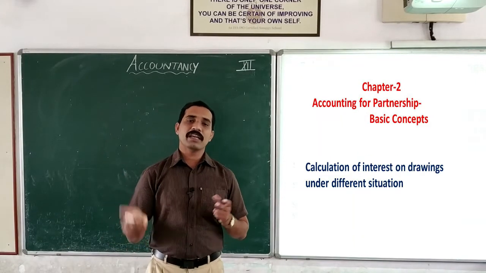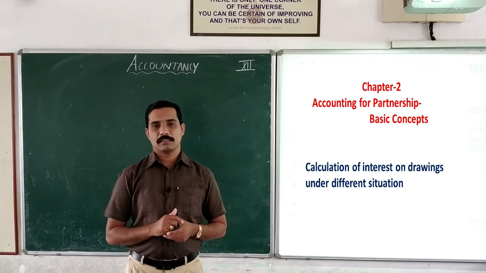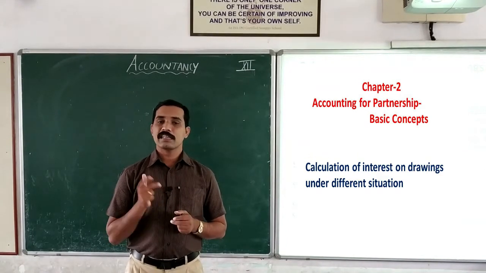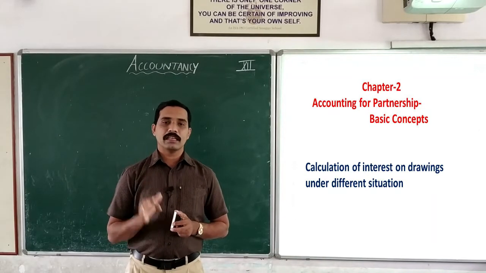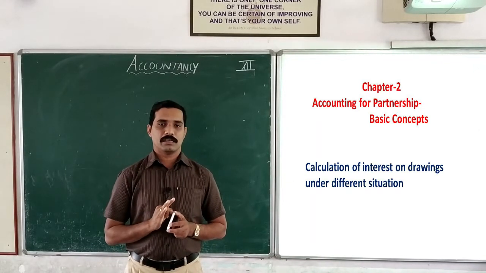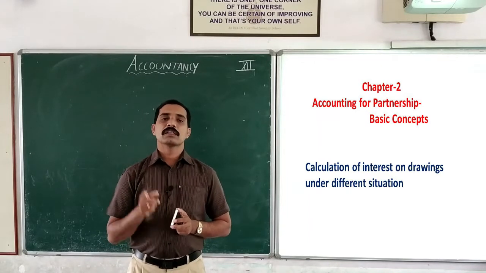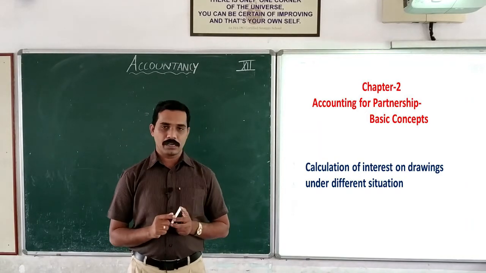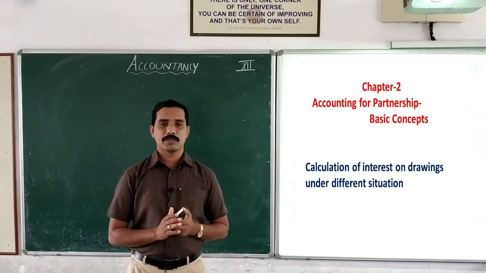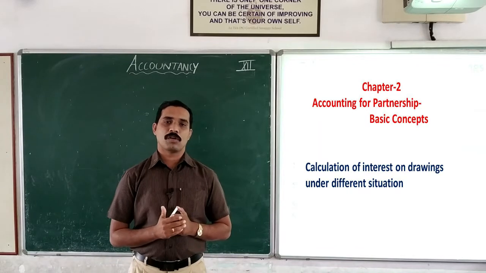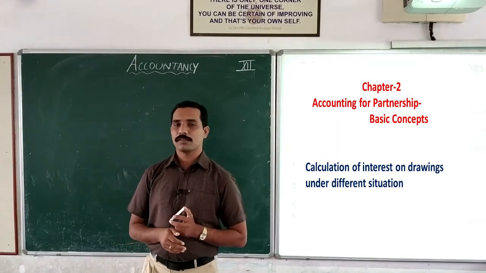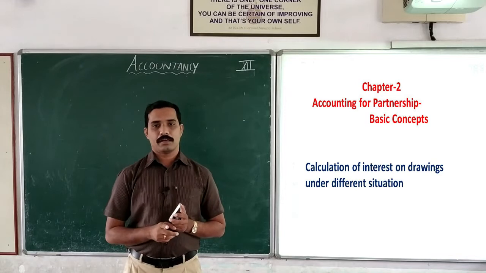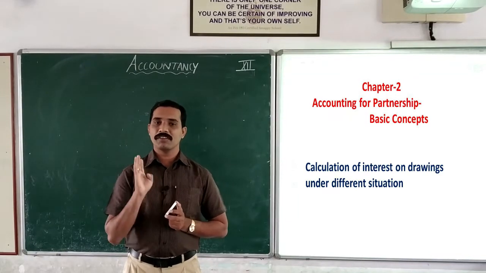In the previous class, we discussed how to calculate interest on drawings under different situations. In that, three cases were completed. What is the first case? When the amount of withdrawal, date of withdrawal and rate of interest are given. In such a situation, how to calculate interest on drawings? Interest on drawings is equal to total drawings into rate into period. That is the formula for the first case.